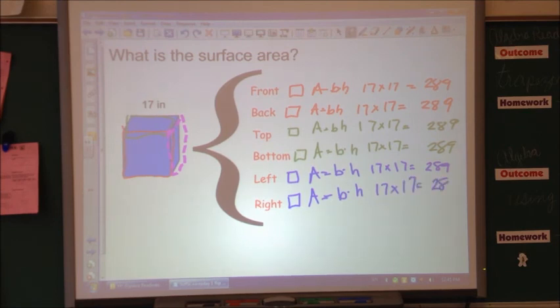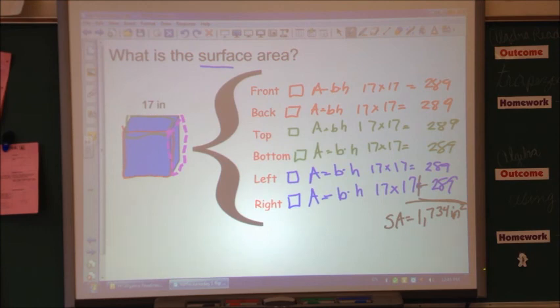Since I want the surface area, that's all of this, I'm going to put a big plus sign here, and I'm going to stick it in my calculator. Add up 289 plus 289 plus 289 plus 289 plus 289 plus 289. And I get 1,734. Remember, this is inches, and since it's area, squared. And this is surface area.